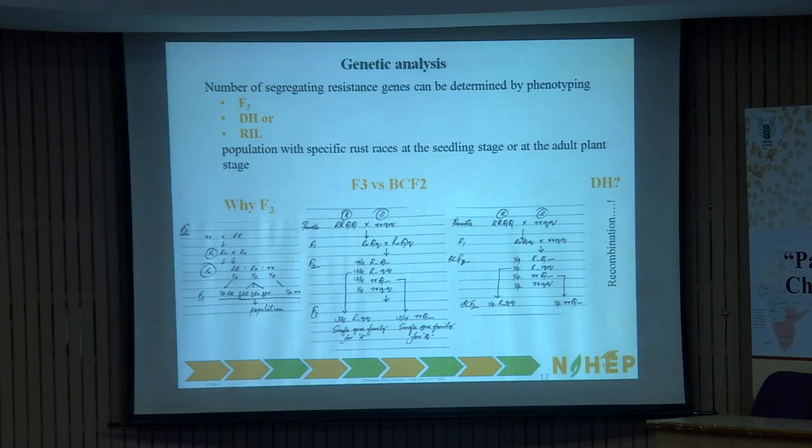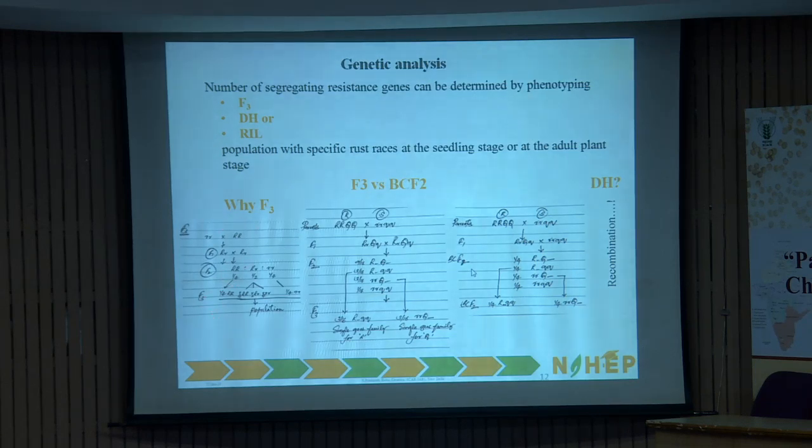Once you have a population, you will analyze it. You have a mapping population, F2 or F3, and you analyze the genetics of that gene: whether it is a major gene, whether it is a QTL, whether one gene or two genes are there, based on the segregation pattern you get in F2, F2-derived F3 or BC1F2. I could not make this one in PowerPoint, so I wrote it. If you see why we go for F3: F3 is very easy when it is a single gene, and you need very few lines to predict.